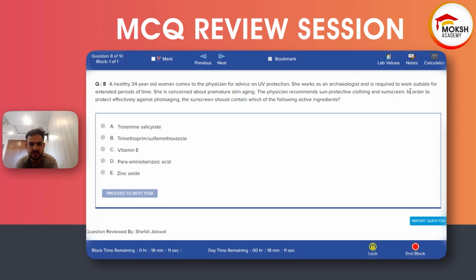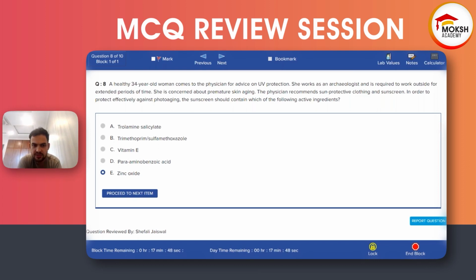The only option here is zinc oxide. Zinc oxide can prevent the penetration of both ultraviolet B and A. And the remainder, for example, para-aminobenzoic acid, vitamin E, and trolamine salicylate, only prevent penetration of ultraviolet B, not A. And trimethoprim-sulfamethoxazole is not relevant to this question.